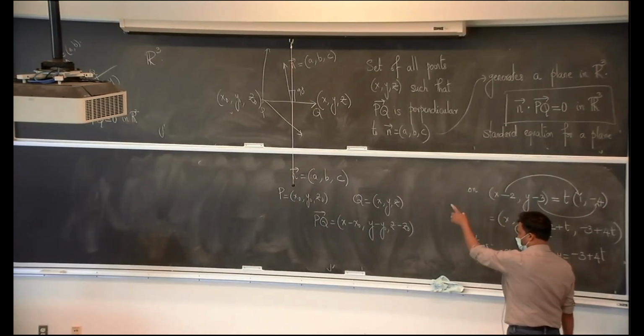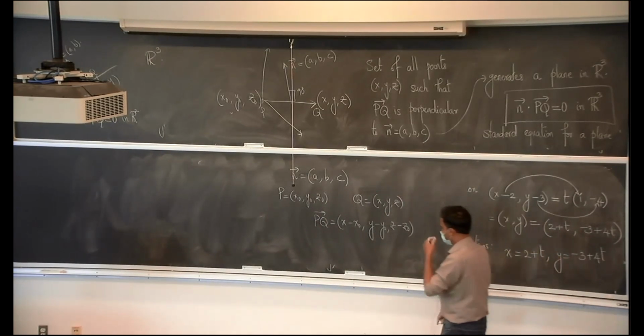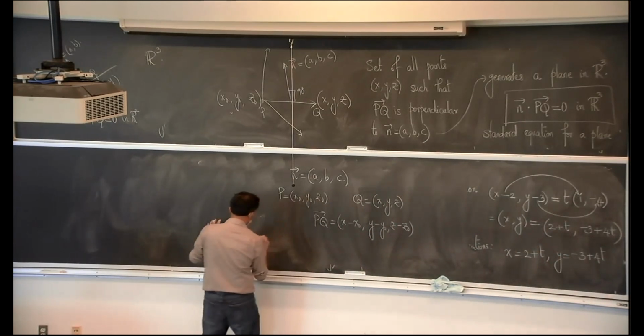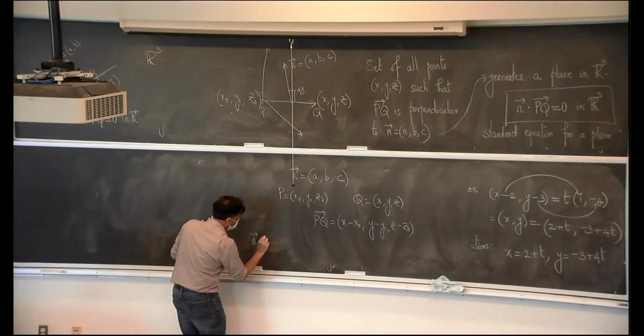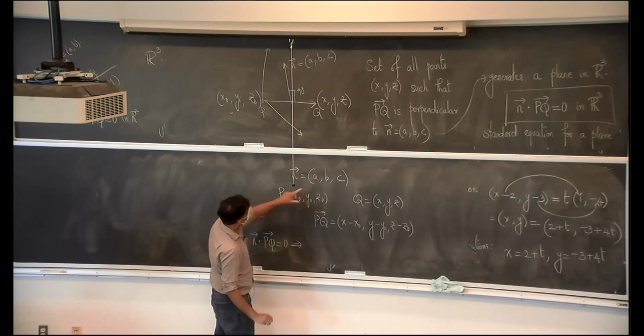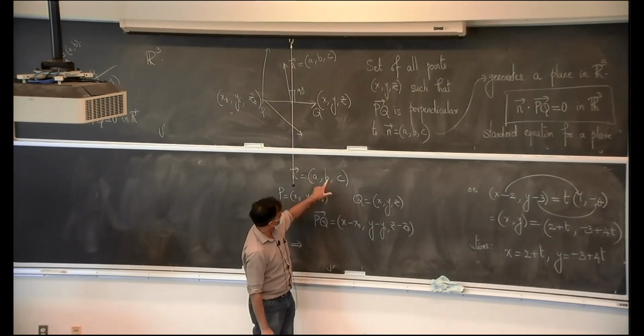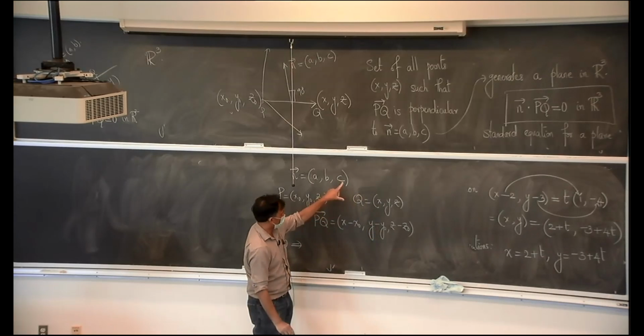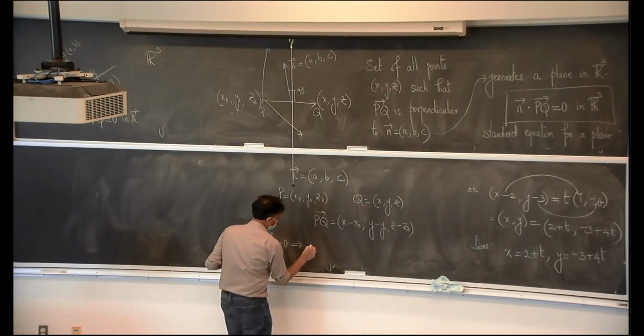So if you take the dot product of those two vectors and set that equal to 0, okay, you get a times x minus x naught plus b times y minus y naught plus c times z minus z naught equal to 0.